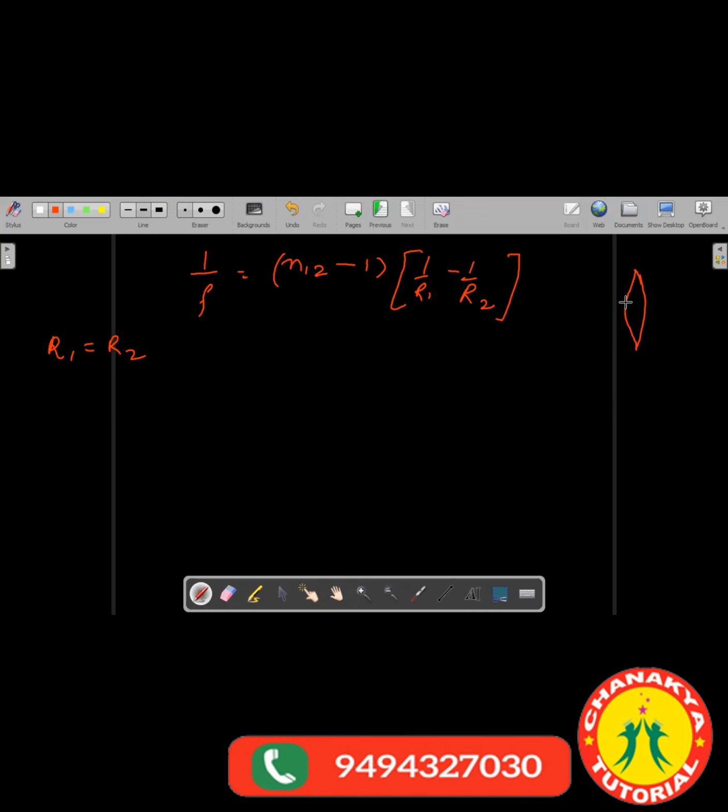See, this is the first refracting surface, and the radius of curvature of the first refracting surface is positive. So this is our R1, which is positive, and this is the second refracting surface, and the radius of curvature of the second refracting surface is negative.